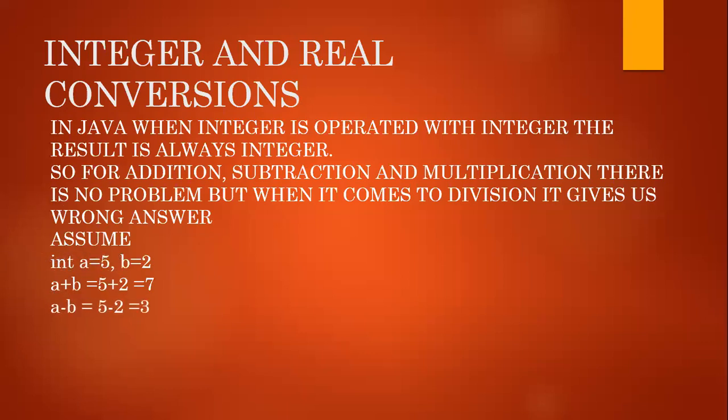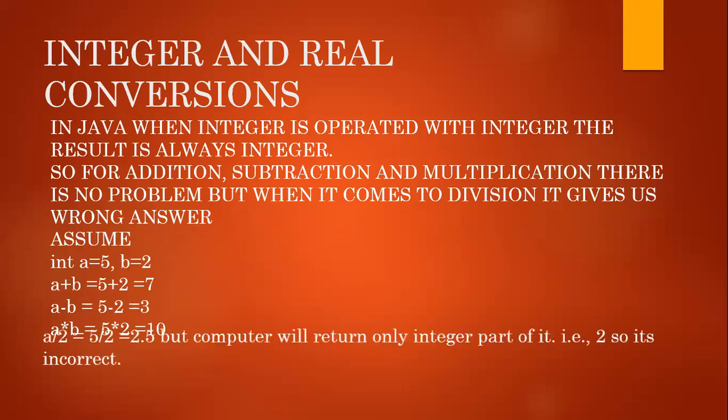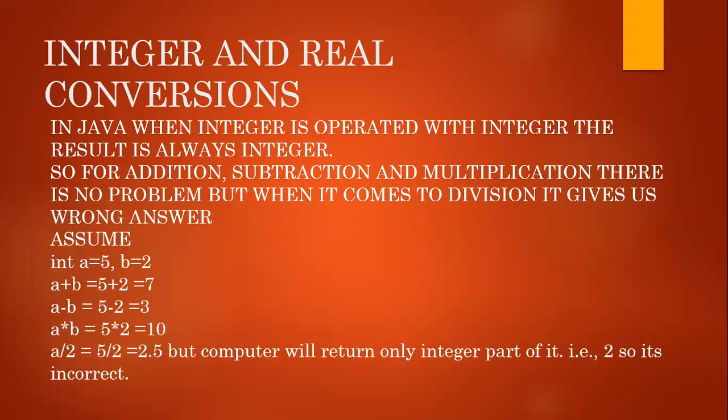The same way a minus b. What is a? Integer. What is b? Integer. So 5 minus 2 is 3, and 3 is also an integer. The same way a into b: a is an integer and b is also an integer, so 5 2s are 10, and 10 is an integer. You may be wondering what the point of this is, but there is a point.